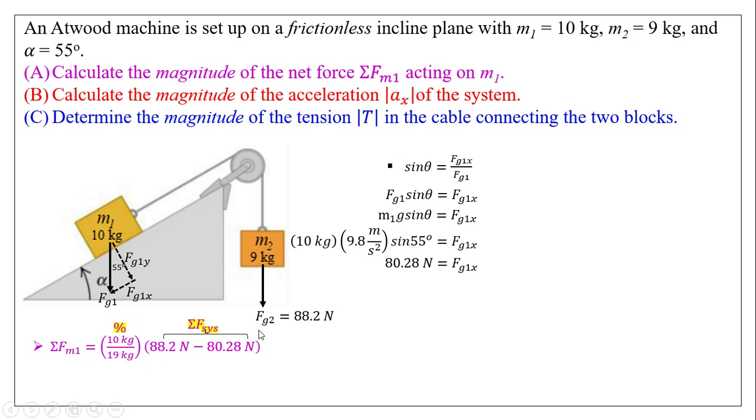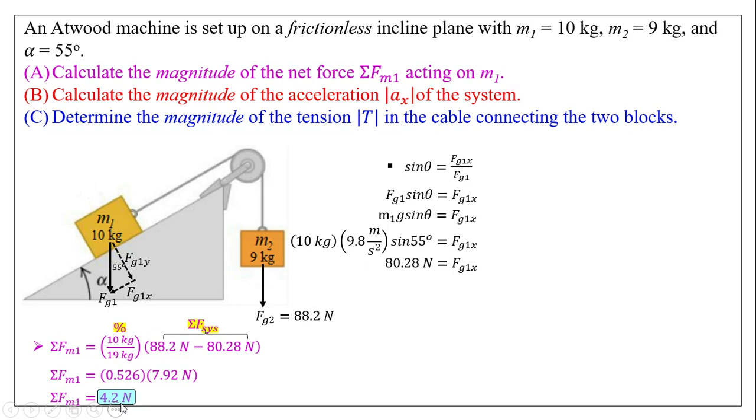Therefore, we take the weight of m2 minus F of g1x, and the difference there is going to be 7.92, and then 10 divided by 19 is 0.526. So about 52.6% of the net force is going to be allocated to m1, which makes sense because this is 10 kilograms, this is 9. So 10 is more than 9. So you get more percentage. Okay. So therefore, the net force on m1, if you multiply these two values together, would be about 4.2 newtons. Okay. So that's the answer for part A.